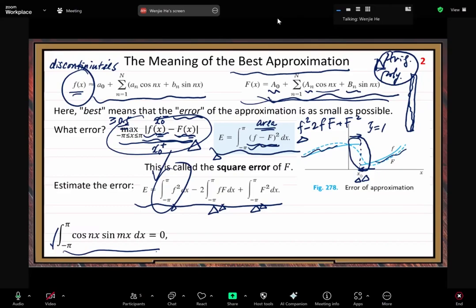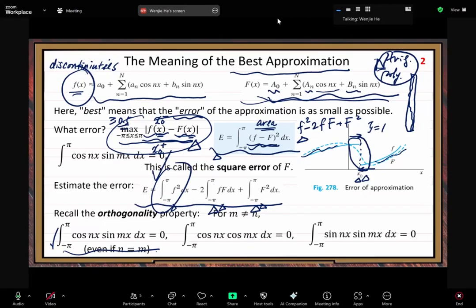The orthogonality property: these three types of integrals, with m and n different, are 0. That is the best we can get, because when we do the calculation, a lot of terms are gone. After we remove all those 0 terms, the remaining part is very nice.